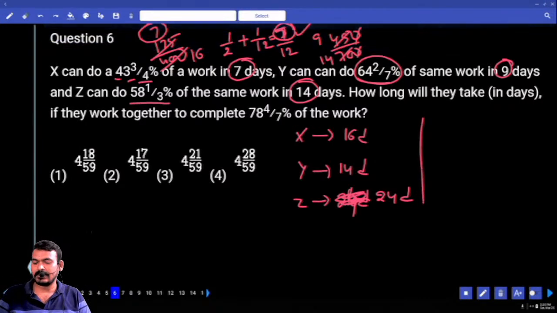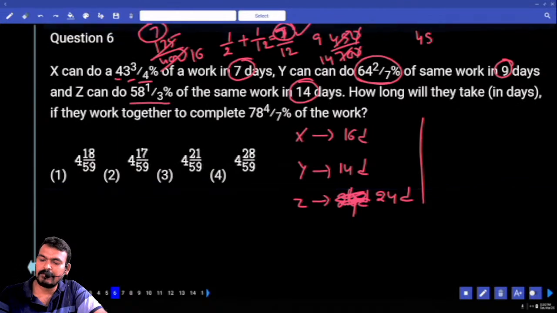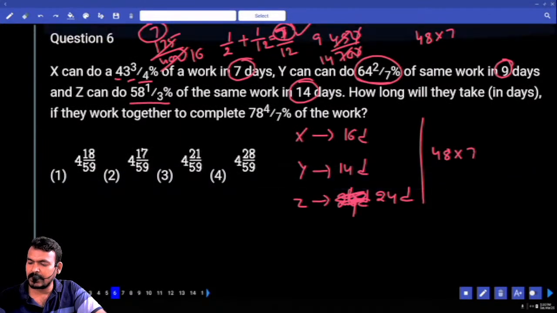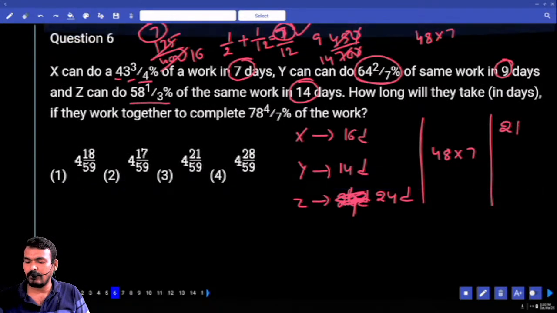What is the LCM of 16, 14 and 24? 16, 24 means 48 LCM. Again we require 14. 14 means it is a 7 multiple. 48 into 7 is the LCM value. 16 how many times? 21 times. 14 how many times?